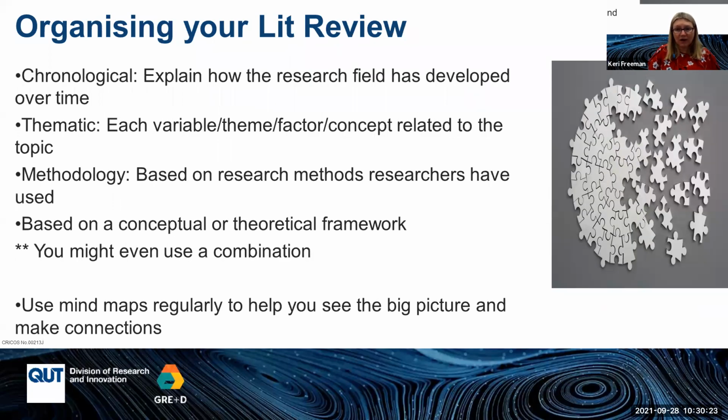All right, so organizing or structuring your literature review. These are the four most common ways. Chronologically, so how the research field has developed over time. Thematic. You might base it on the methodology of previous researchers. Perhaps you've got a conceptual or theoretical framework, and that's a good way to set it out. But I doubt you're going to be able to just do one of these all the way through. You might have to use a bit of a combination.